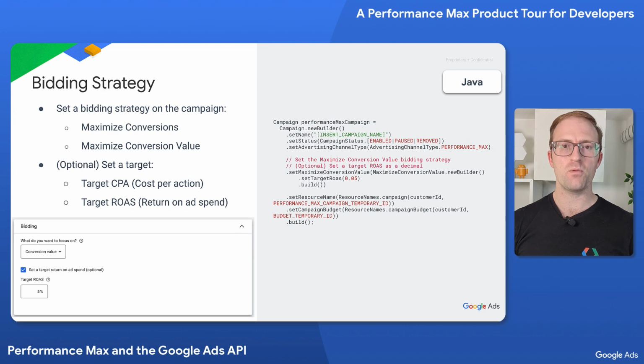Performance Max offers two main bidding strategies: maximize conversions and maximize conversion value. Both have the ability to specify a target. For maximize conversions, the target is cost per action, or CPA. For maximize conversion value, the target is return on ad spend, or ROAS. You can see the decision here is already much simpler than the options available with other campaign types, and it fits in naturally with aligning with the business goals.